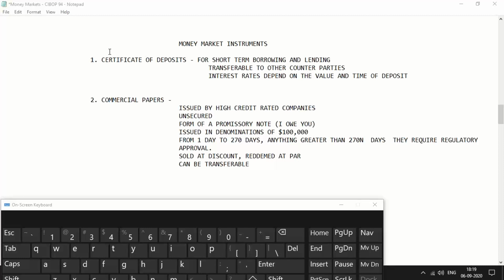The key point or the interesting point about a CD is that I can transfer it to somebody else in the market. And basically, I can keep on transferring till maturity. At the time of maturity, whoever holds on to the certificate of deposit will be paid. That's the idea.